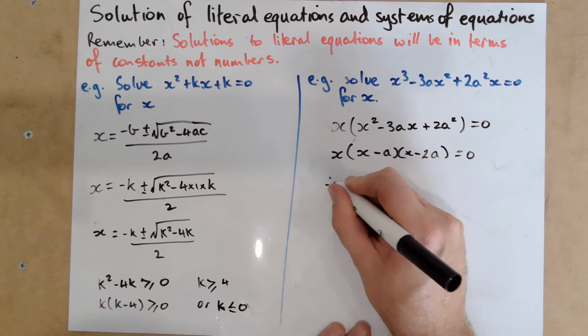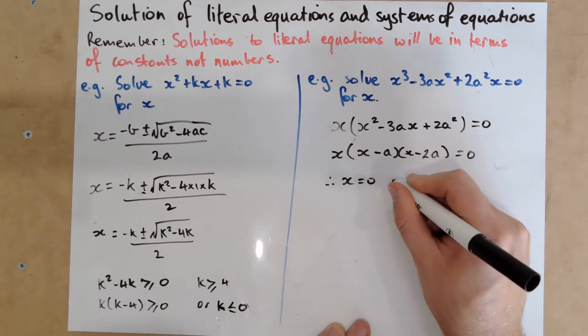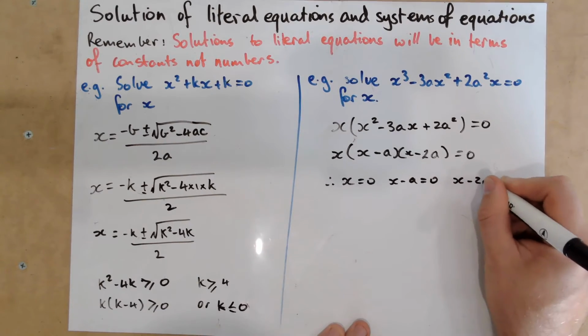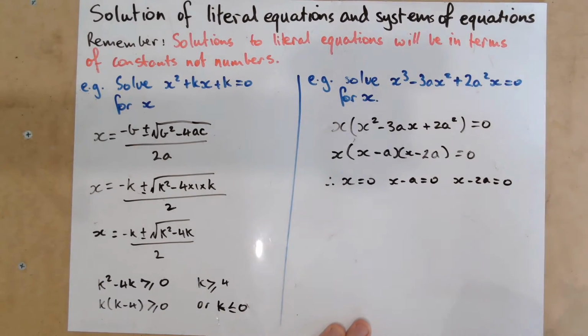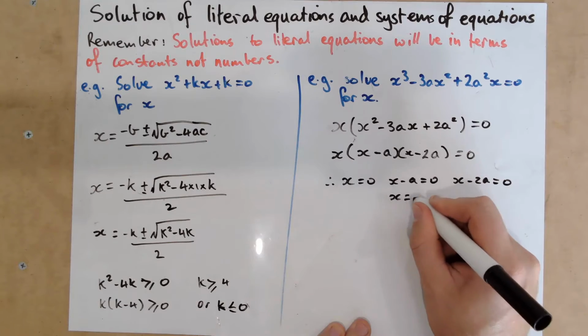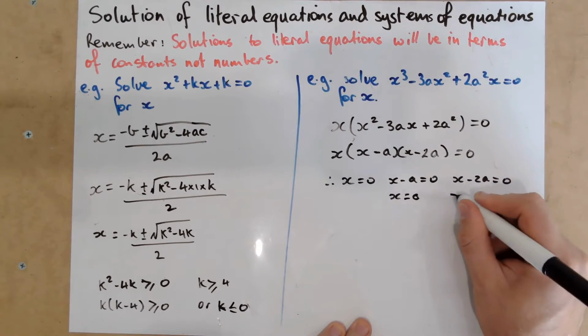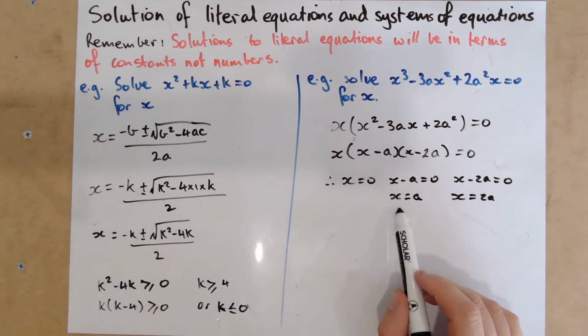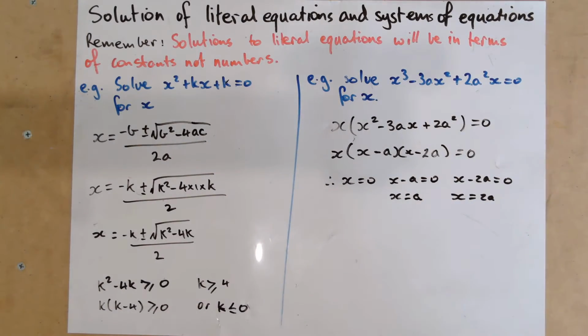So therefore x equals 0, x minus a equals 0, or x take 2a equals 0 through the null factor law. When we rearrange these, we get x equals 0, x equals a, or x equals 2a for our solutions. Now we've got one more question we're going to look at as an example.